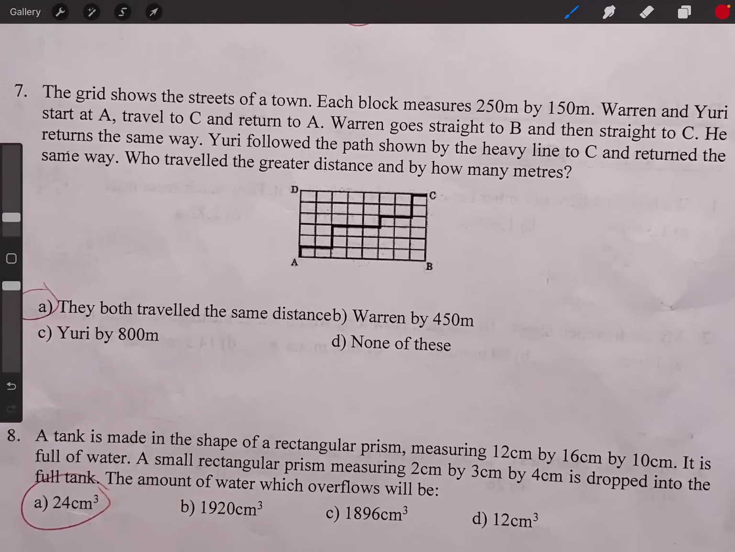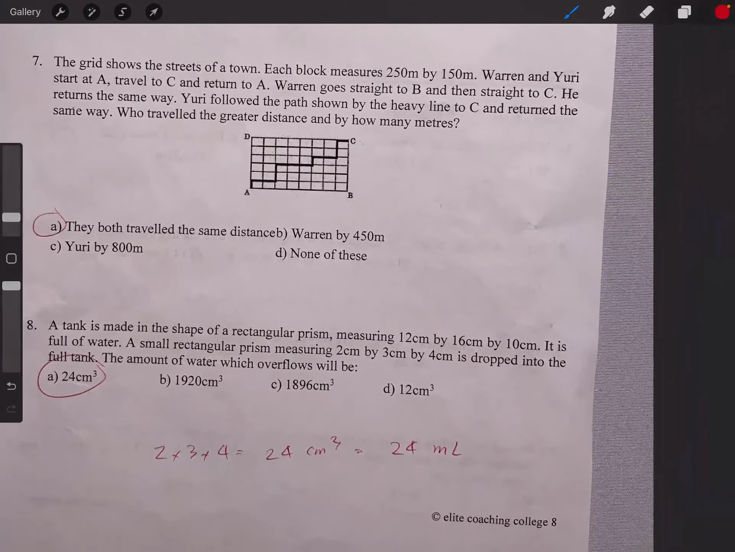Alright, now the grid shows a street of a town. Each block measures 250 by 150 meters. Warren and Yuri start at A, travel to C and return to A. Warren goes straight to B, then to C. He returns the same way. Yuri follows the path shown by the heavy line to C and returns the same way. Who traveled the greater distance and by how many meters?